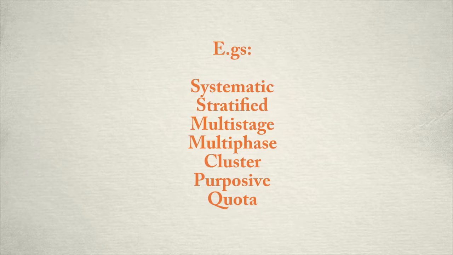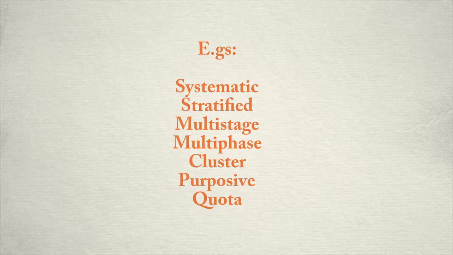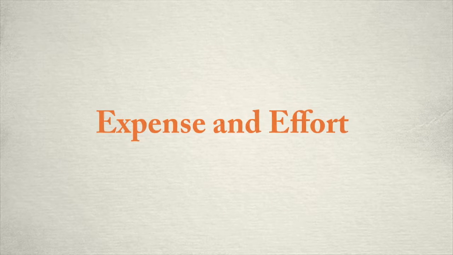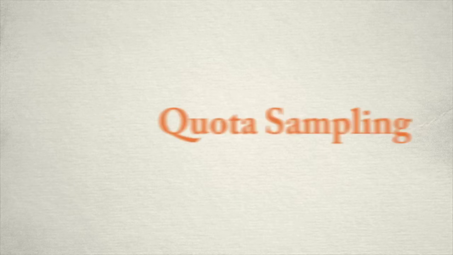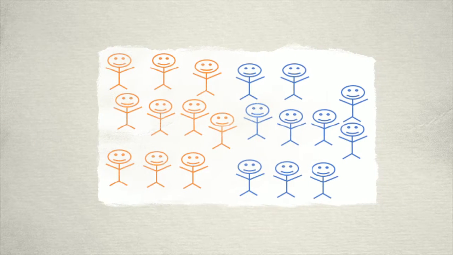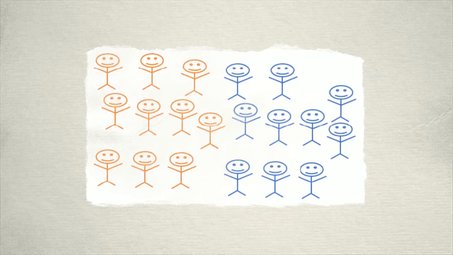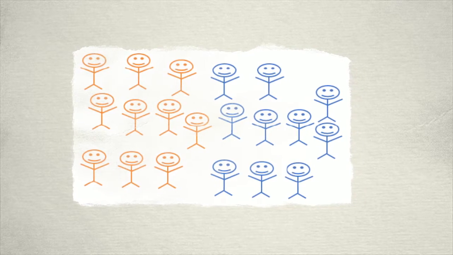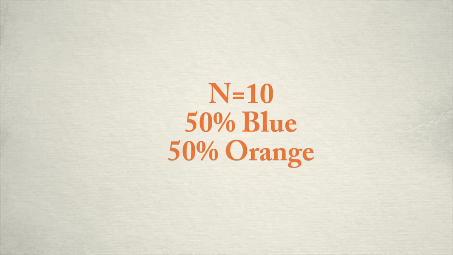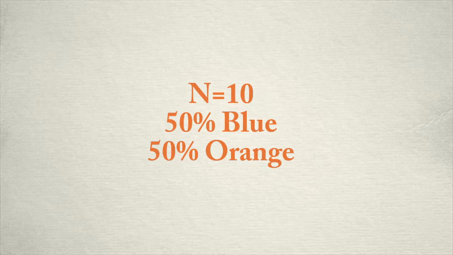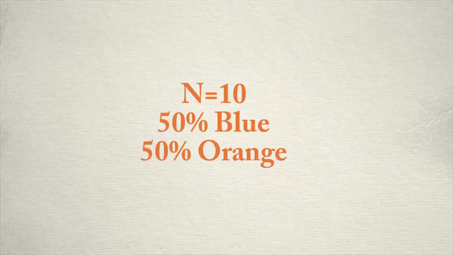But it should be noted that there are many other types of sampling methods. Usually, more thorough sampling methods require much greater effort and money to implement. One method which would improve upon convenience sampling is quota sampling. Let's show an example of how this might work. Remember, in our general population, 50% of the sample were orange people, and 50% were blue people. We want to build a sample of 10 individuals, 50% blue people, 50% orange people, just the same proportion that we had in the general population.